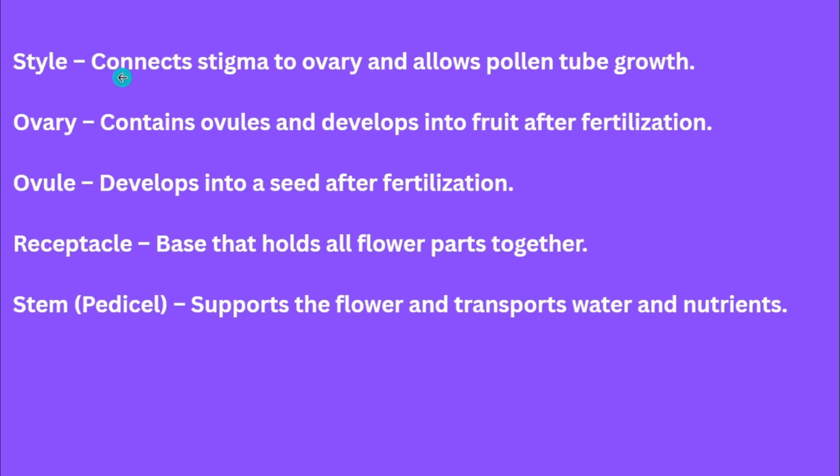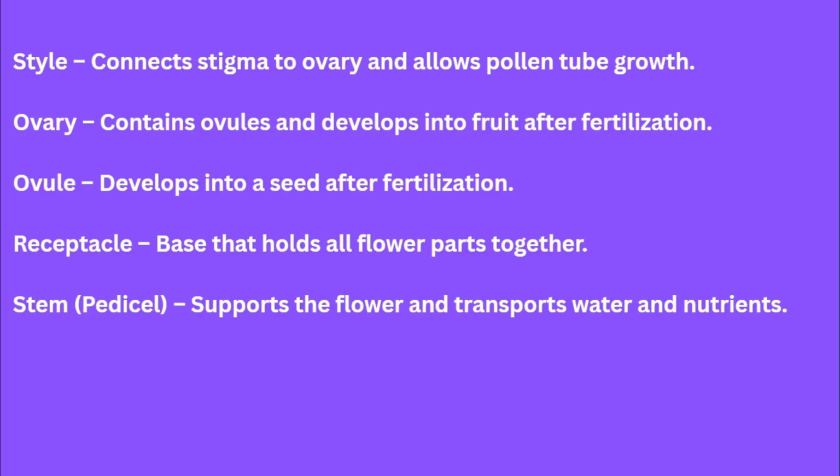And then the style. We said the style connects the stigma to the ovary, and it's basically just the tube. It connects to the ovary and allows pollen tube growth. The ovary contains ovules that will eventually develop into fruit after fertilization, and these ovules are going to become seeds after fertilization. So as I said before, if you see a plant that has a flower on it, just know that there will be a fruit.